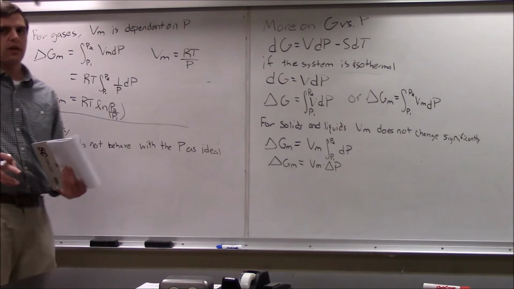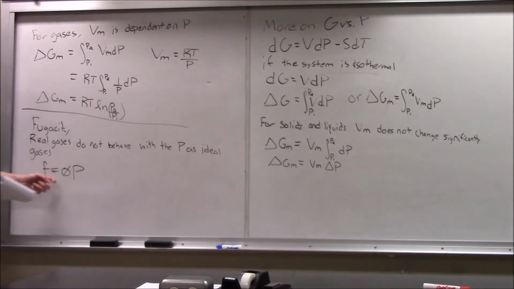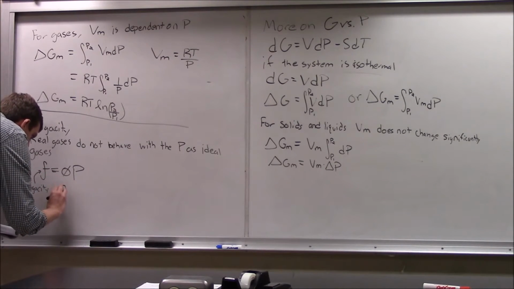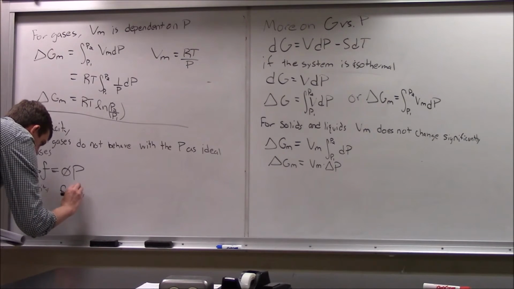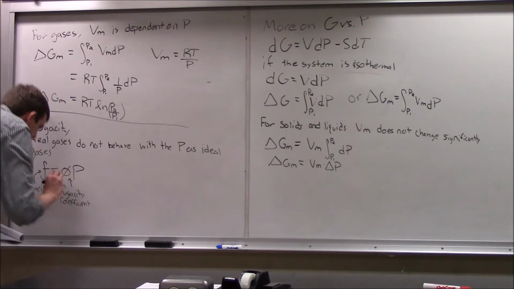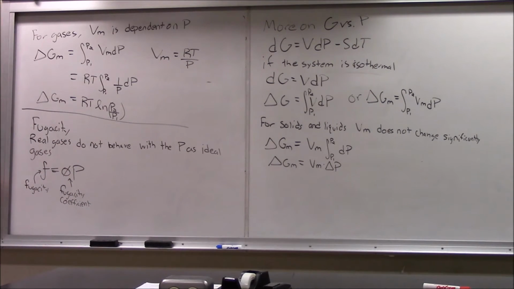Now, for those of you who've taken analytical chemistry, this is analogous to the idea of an activity coefficient and concentration. So rather than ion screening, what we're having here is molecular interactions. So this is our fugacity, and this is our fugacity coefficient. So what does that mean? It means that we can correct our pressure based on how gases really behave.